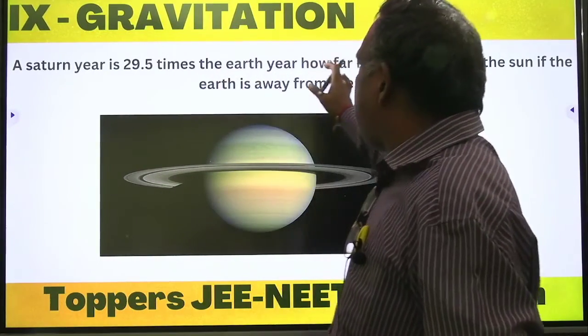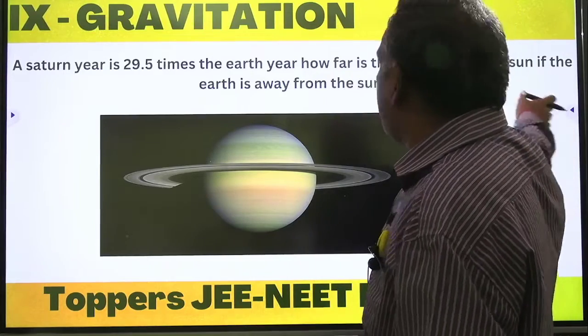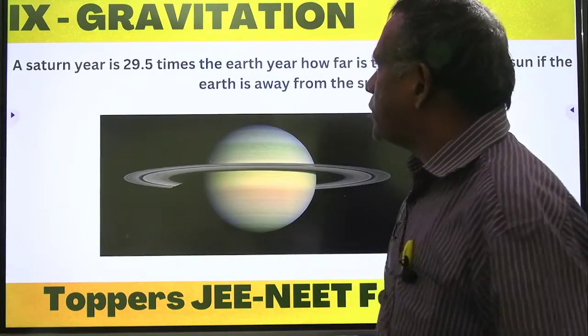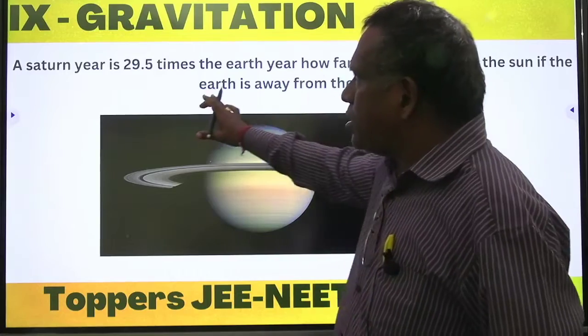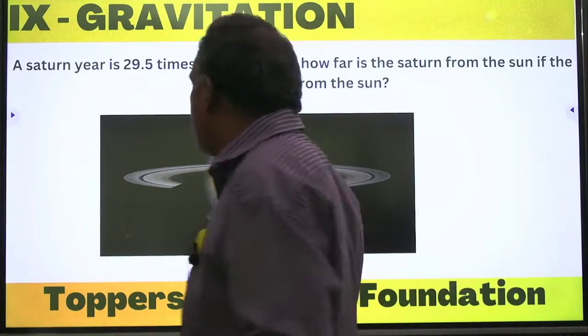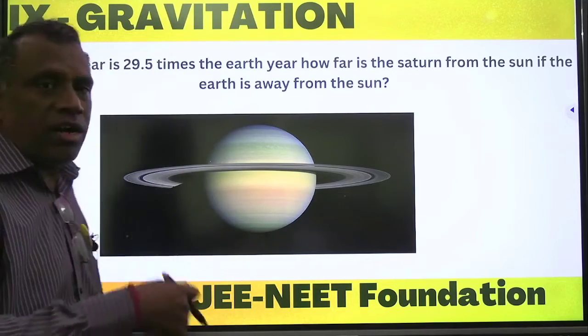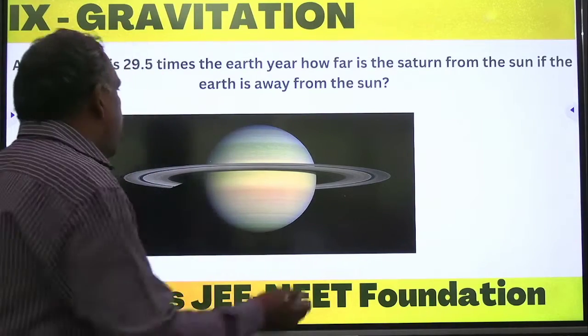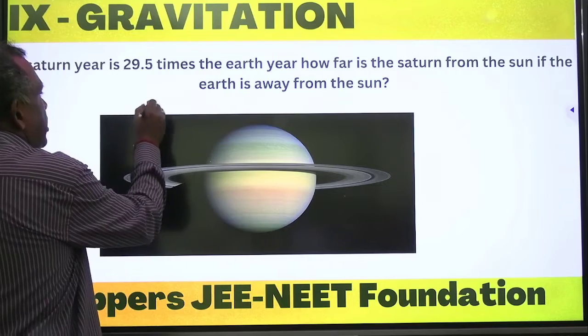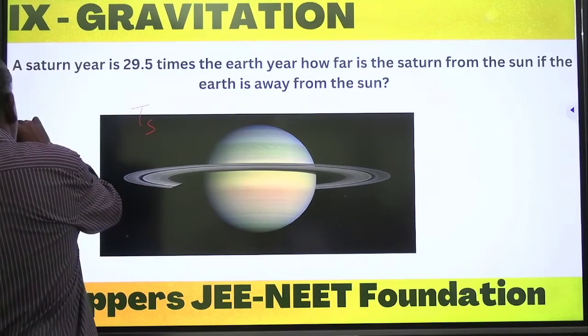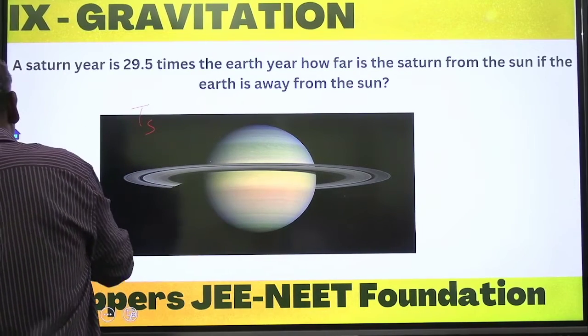The next question: the year of Saturn is 29.95 times the Earth year. How far is Saturn from the Sun, compared to the Earth? Now the Saturn year is given. Saturn is a planet which is revolving around the Sun. Here a comparison is given.